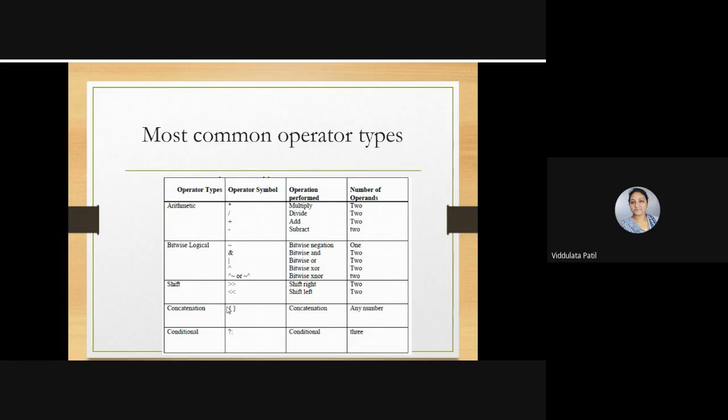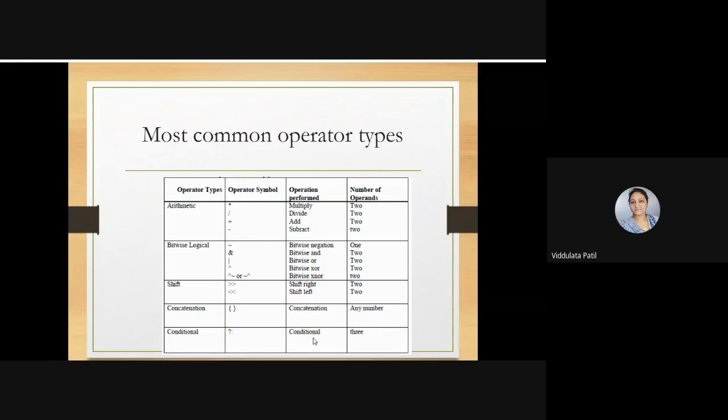Then we have one more operator, that is concatenation. Concatenation is used for replication of the data. Suppose we want to replicate any data, that could be written in a curly bracket. So the curly bracket is the symbol used for concatenation or replication, and any number of operands could be used for this concatenation. And the conditional operator, where the symbol is question mark and colon.